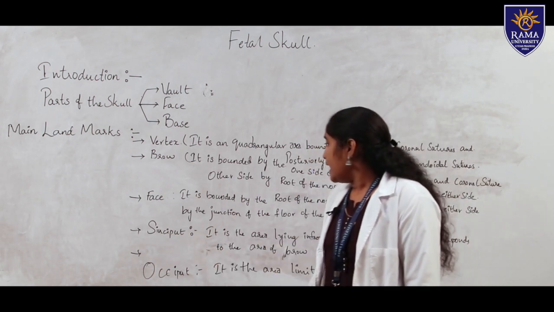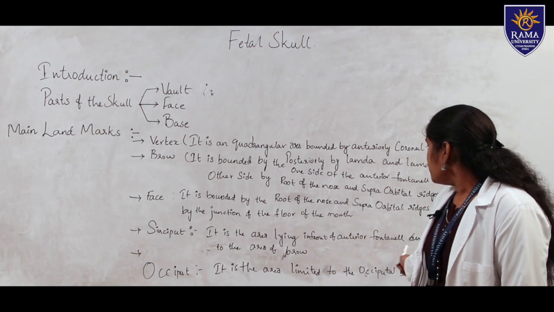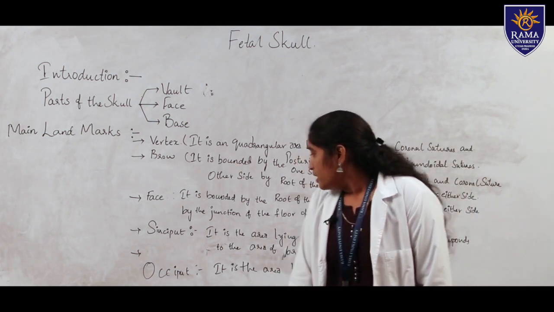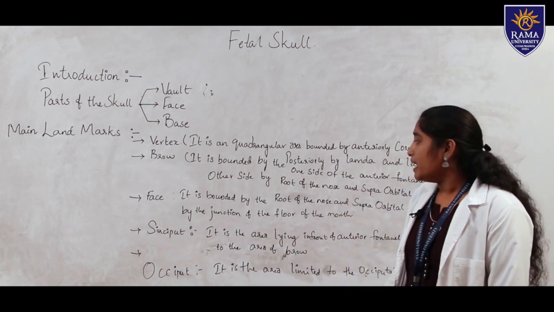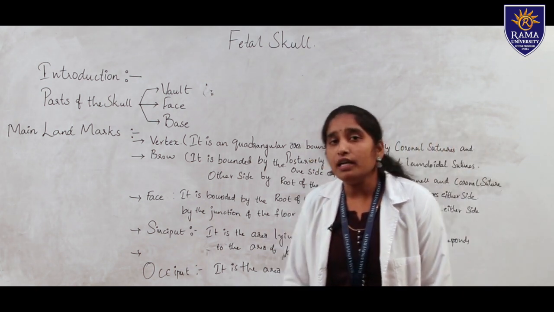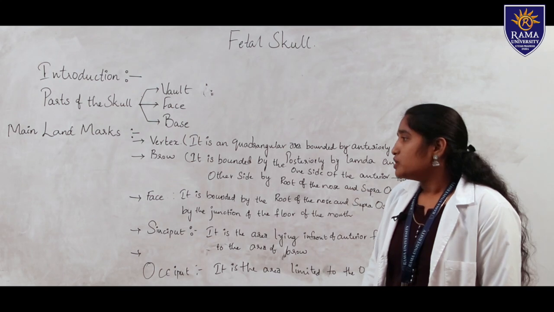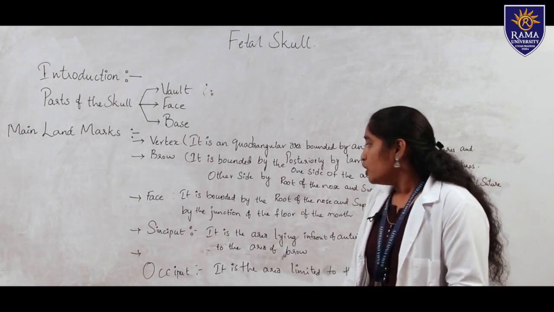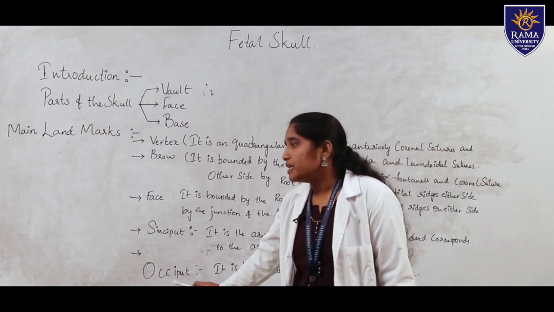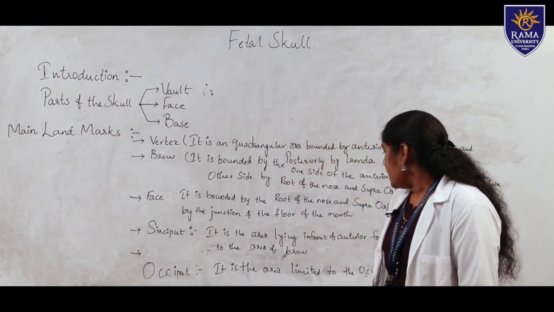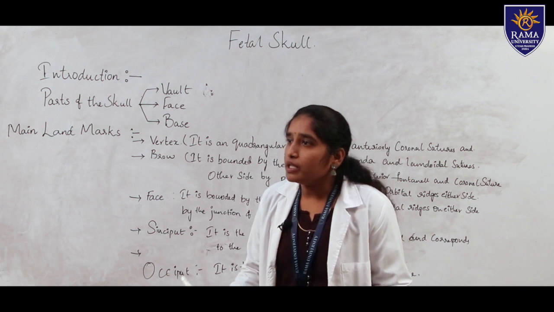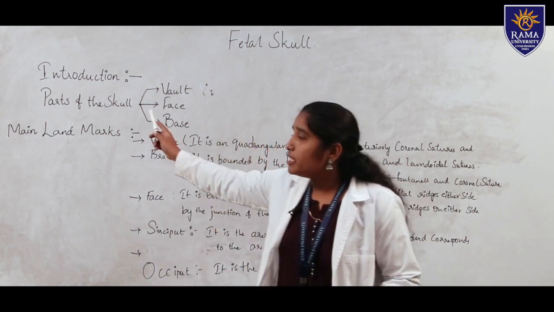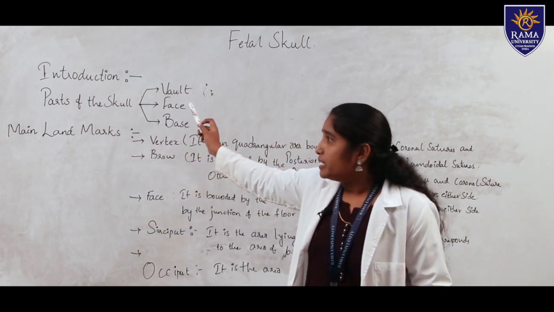The sinciput is the area lying in front of the anterior fontanelle and corresponds to the area of the brow. So the area in front of the anterior fontanelle comes under the brow. The last one is the occiput. It is the area limited only to the occipital bone. Okay, so till now we have discussed the introduction part.